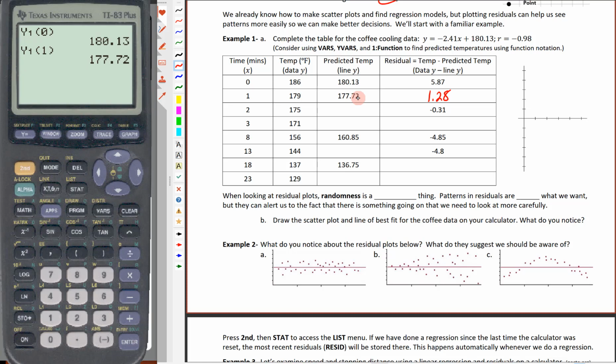Now, rather than typing that in every single time, I can do something really clever. You know how to work with recall, so we're going to hit second and enter. It's going to recall that last command, and now I just need to change that to a 2. So I'm going to put a 2 right there, and I get 175.31. So over here, I'm going to type 175.31, and we're just going to continue doing this.